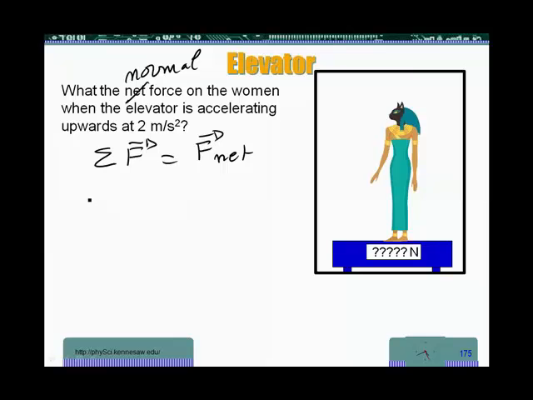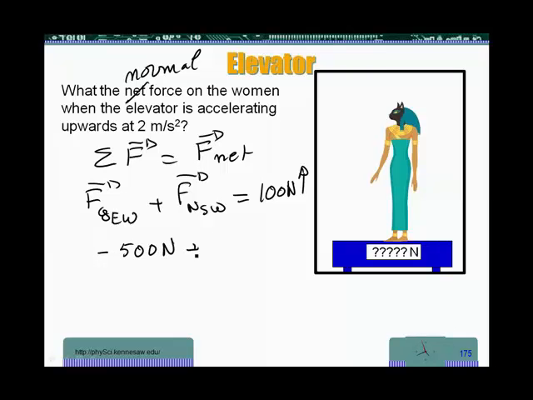We have decided that our forces are going to be the gravitational force that the Earth exerts on the woman, plus the normal force that the scale exerts on the woman, and we said that's going to be equal to our net force, and we said that's equal to 100 newtons upwards. The gravitational force the Earth exerts on the woman, we said it's 500 newtons downwards, so that's going to be minus 500 newtons, plus FNSW is going to be equal to 100 newtons.